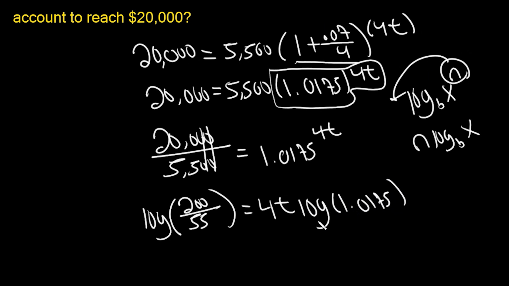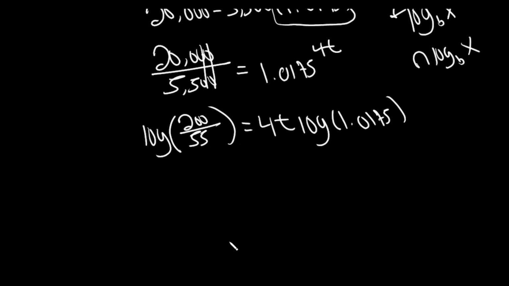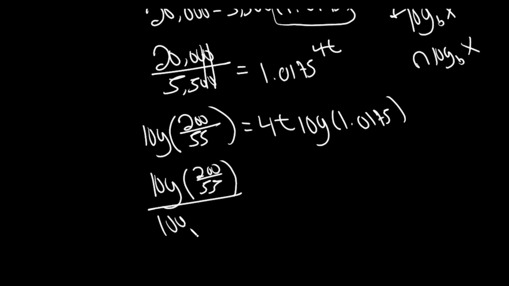So now I'm going to divide both sides by this logarithm that I see right here. So going ahead and scrolling down, we're going to go ahead and do that. I'll get log of 200 over 55 divided by log of 1.0175 equal to 4t. Again, I just divided out that logarithm. So from here, we're going to go ahead and plug this into our calculator. We're going to get an answer. And then at the very last step, we're going to divide by 4 and we're going to get t.